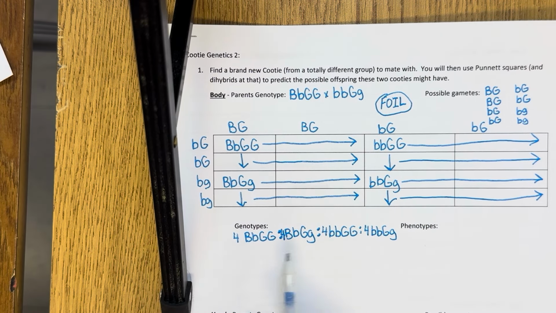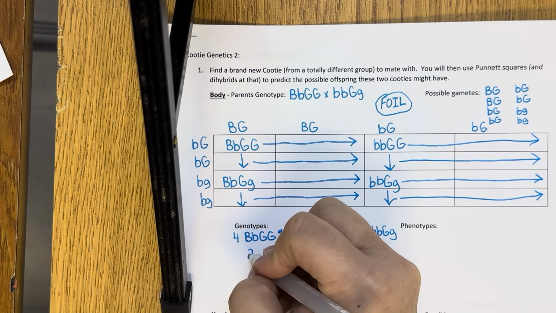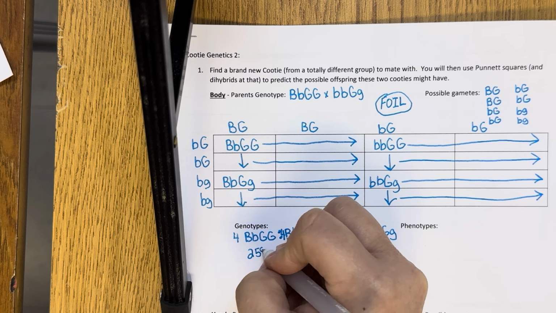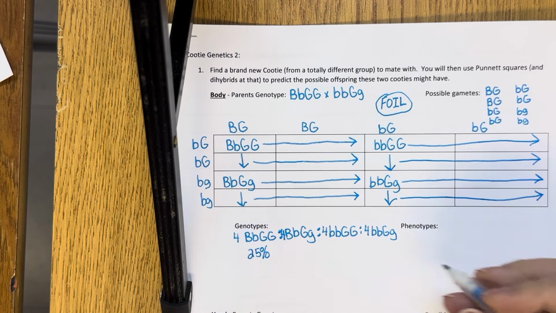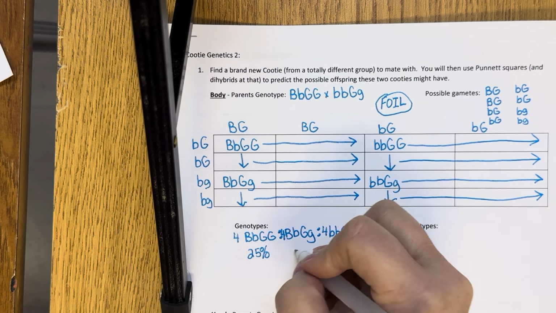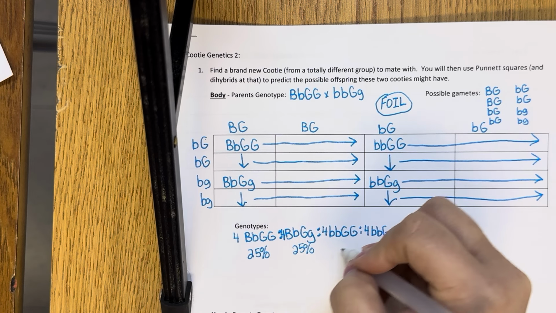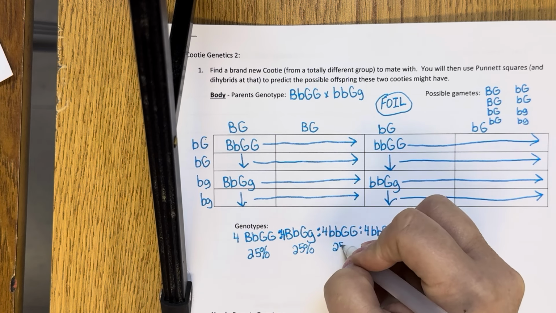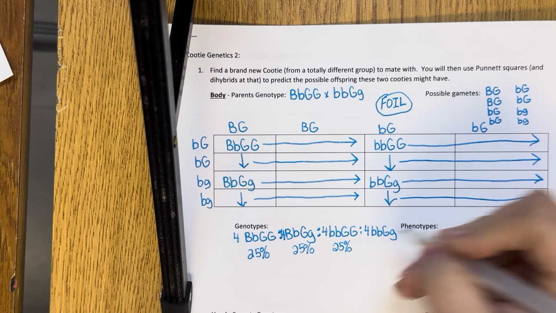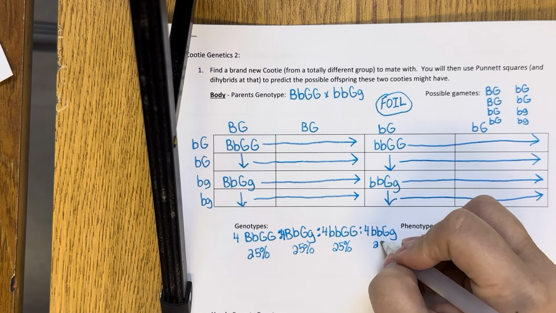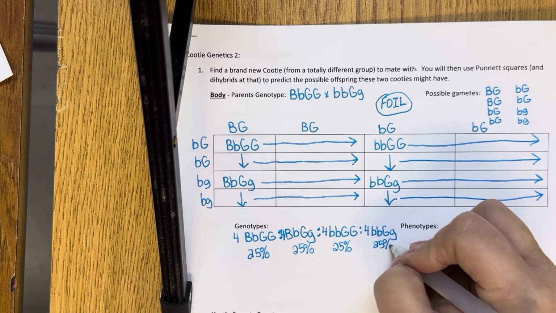Now, because I have a 4 to 4 to 4 to 4, that would be basically the same as saying there's 25% because it's 4 out of 16. So if I did the math, that's 25% for each of these. Do you have to specify the percentage? No. But anytime you can, it doesn't hurt.